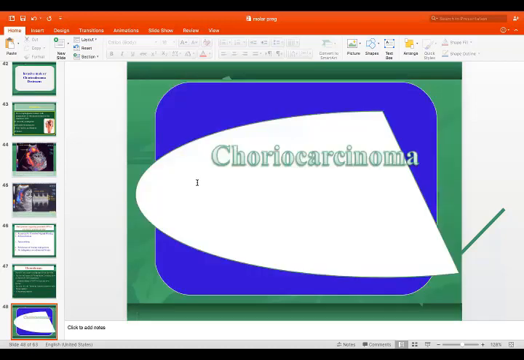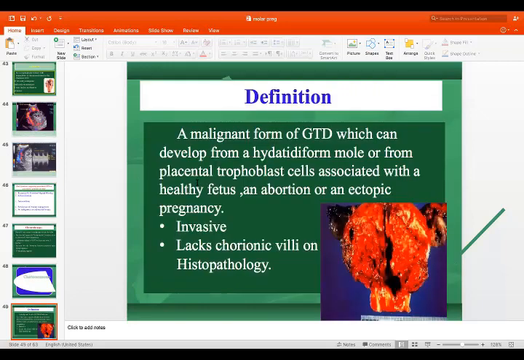Now, what is choriocarcinoma? It is a metastatic trophoblastic disease. It is a malignant form of gestational trophoblastic disease developed from a hydatidiform mole, or from placental trophoblastic cells associated with a healthy fetus, or in abortion or an ectopic pregnancy. So they may develop not only from a complete mole but from placental trophoblastic cells associated with a healthy fetus after a normal delivery, or an abortion or an ectopic pregnancy.